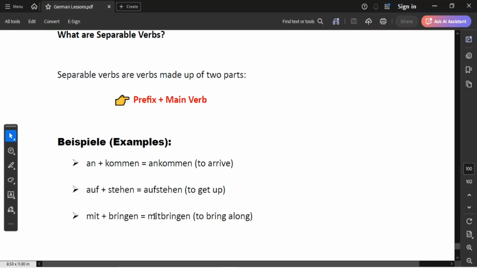Then Beispiel Nummer 3, we have mitbringen. Mitbringen means to bring along. Also, this is a Trennbare Verben because it is made up of a prefix and a main verb. Our prefix here is mit, and our main verb here is bringen. So mit plus bringen gives you mitbringen, which means to bring along.